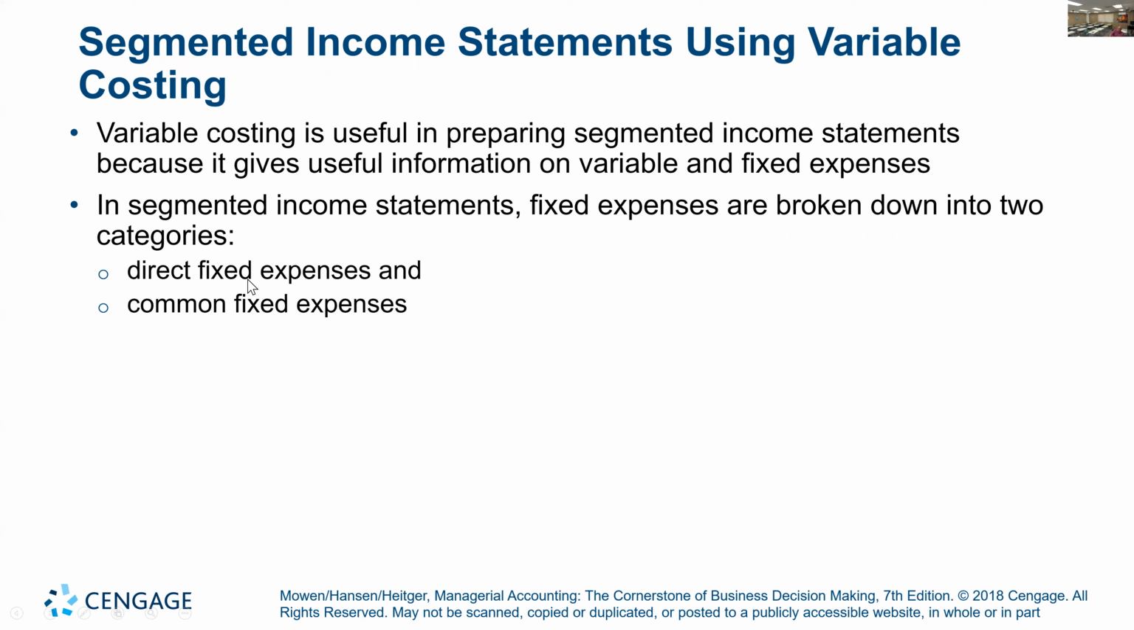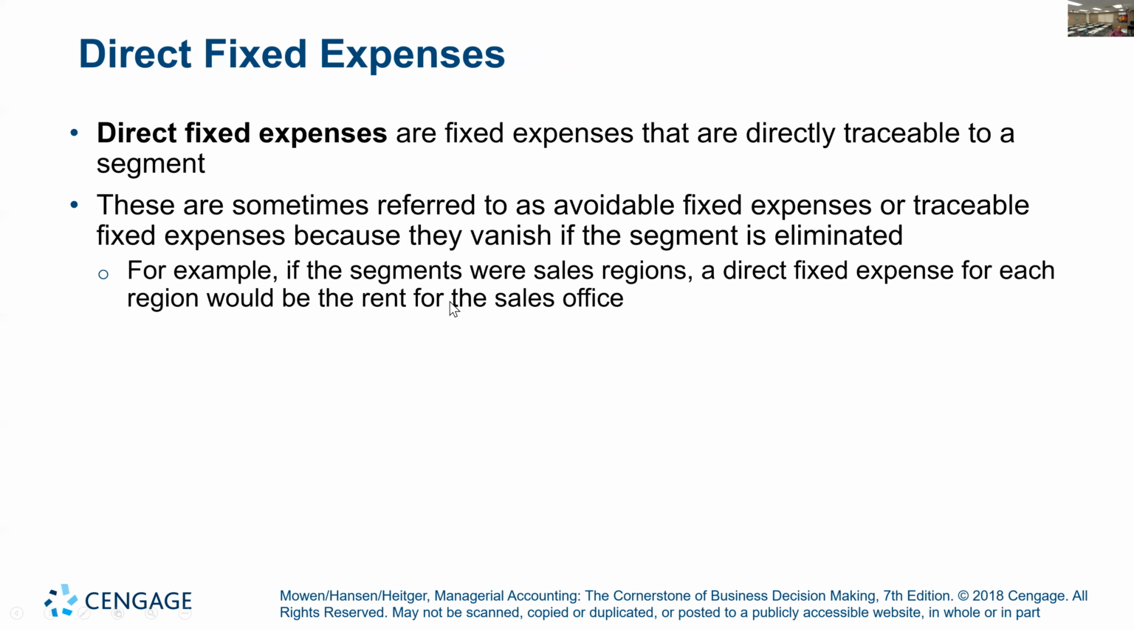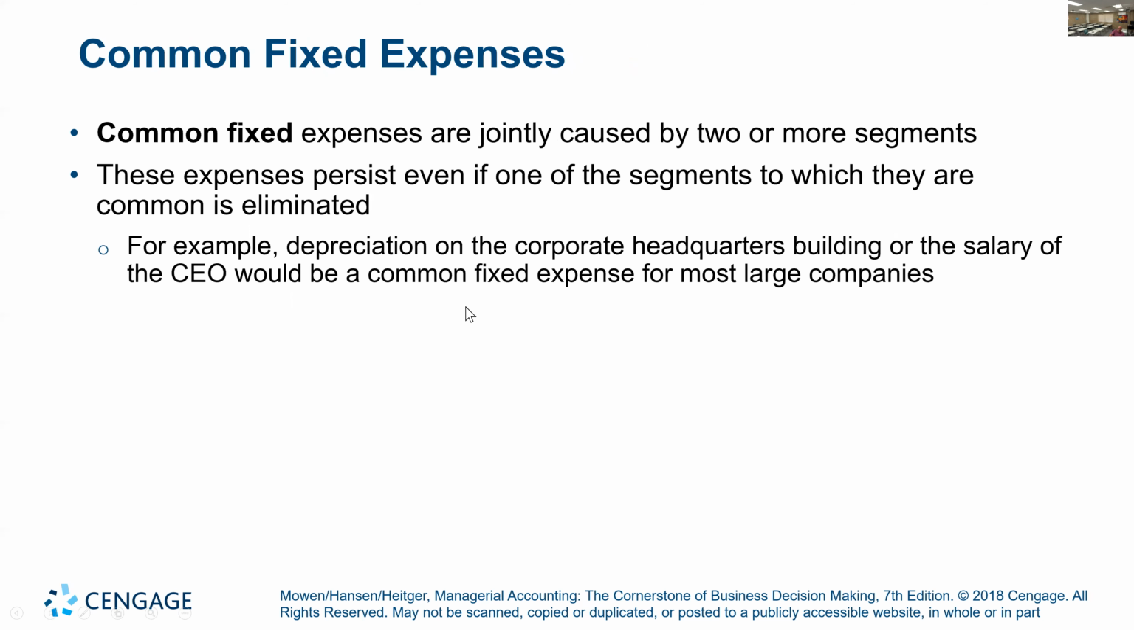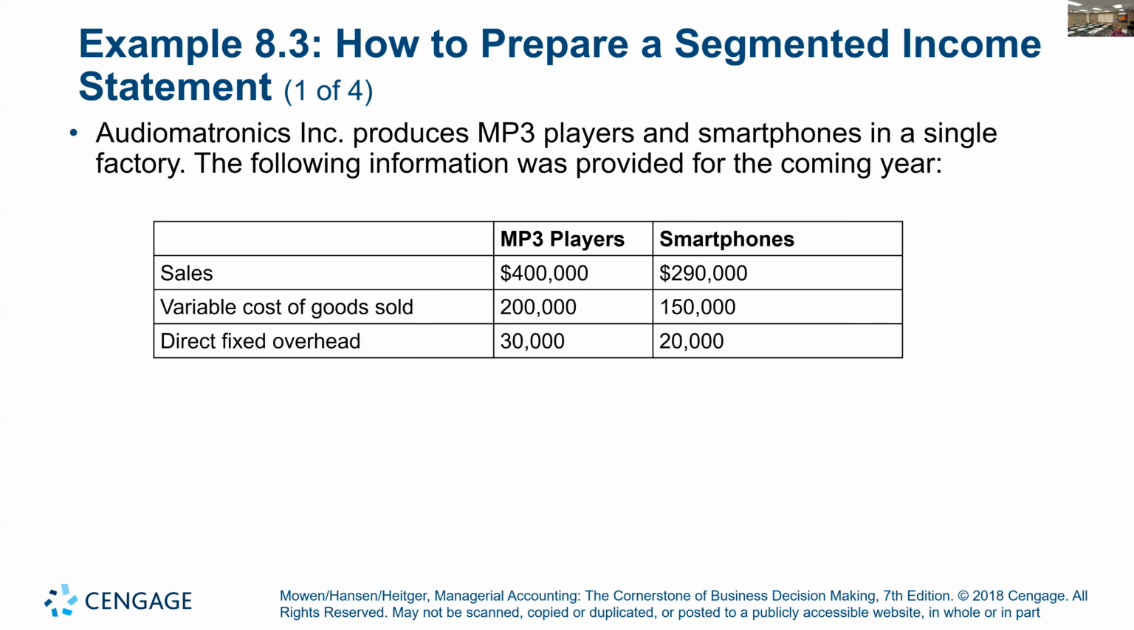What I'm talking about here, you have direct fixed expenses and common fixed expenses. Direct go directly to that product segment. Common are factory-wide, and they're not going away. The common fixed expenses are irrelevant, while direct fixed expenses are relevant. They're directly traceable. That's what makes them relevant. Common fixed expenses are irrelevant because they're shared by more segments. We cancel one, we just move to another one.